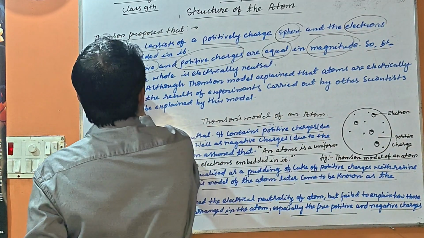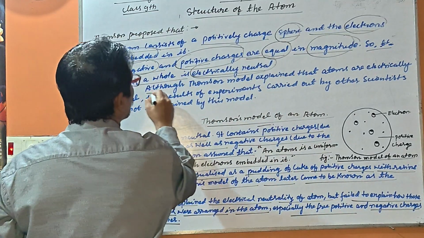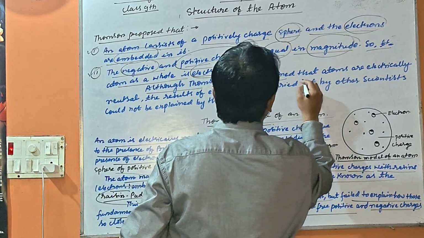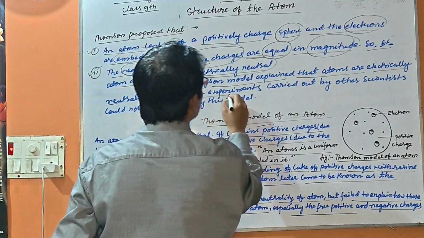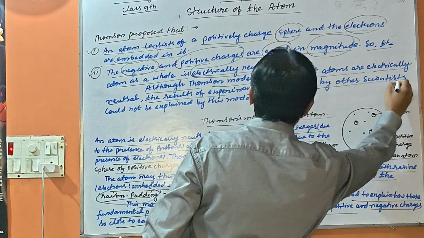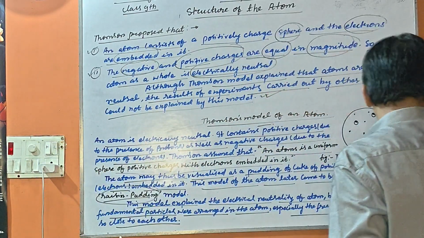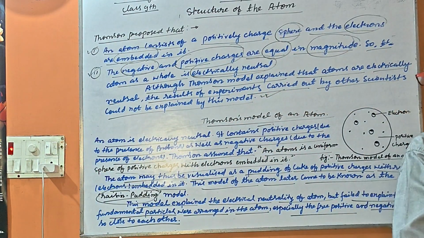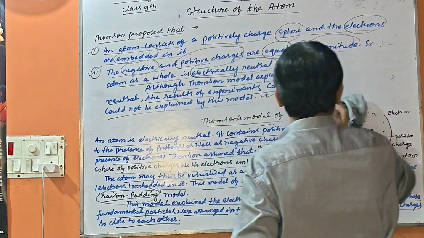So the atom as a whole is electrically neutral. Although the Thomson model explained that atoms are electrically neutral, the results of experiments carried out by other scientists could not be explained by this model. So these are the Thomson model. Now let us look at the Rutherford model of an atom.